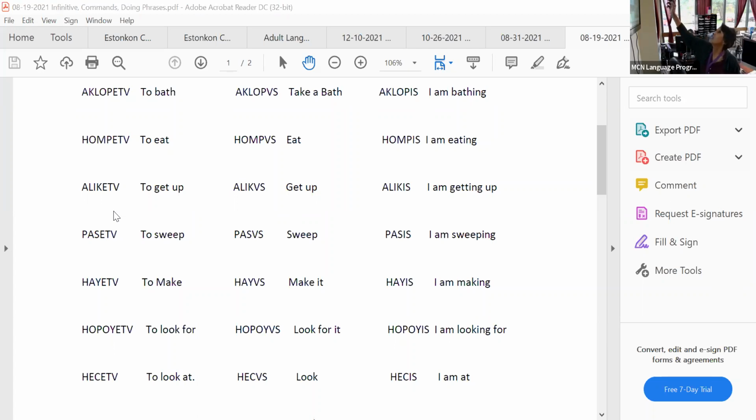Okay, let me give you an example of future. Aglubida is to bathe. When you drop the ida and tell somebody to do it, you say aglubas. That's a command. If you say aglubas, I am bathing. In past, you drop the ida and add unks.